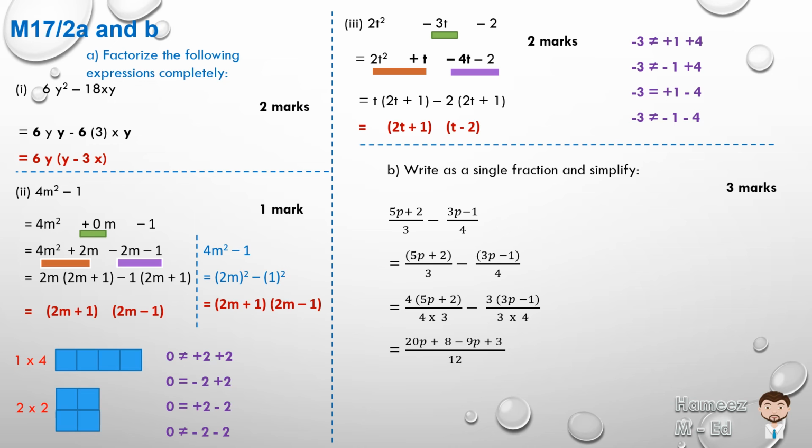Now we have 4 terms on top, and of those 4 terms, 2 of them have p in it, and 2 of them have no variables. So let's combine them. 20p minus 9p, that's 11p. And plus 8 plus 3 is 11. So we get 11p plus 11 all over 12. And if we can simplify it a little more, factorize it a little more, we can extract the 11 from the top. So we could get 11 by p plus 1 all over 12. And that has completed the simplification of this as a single fraction.